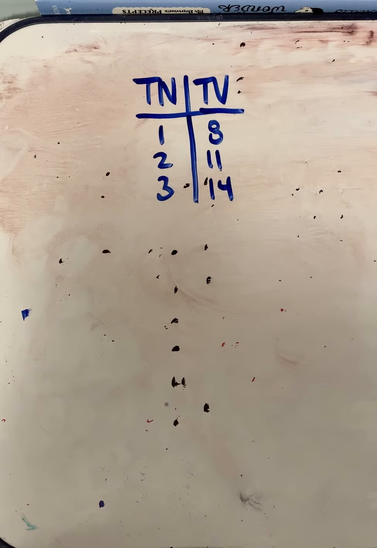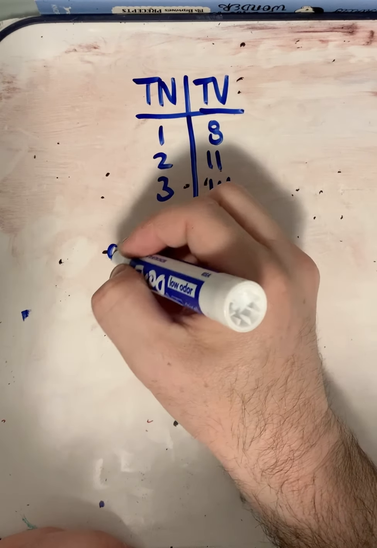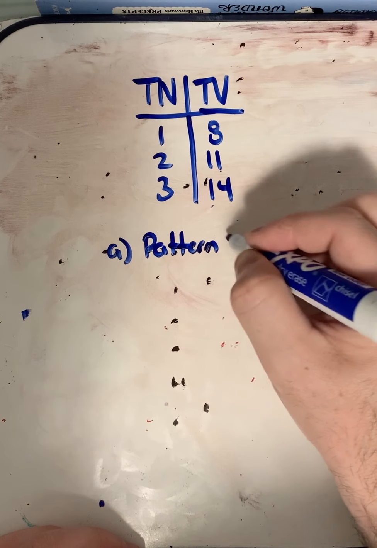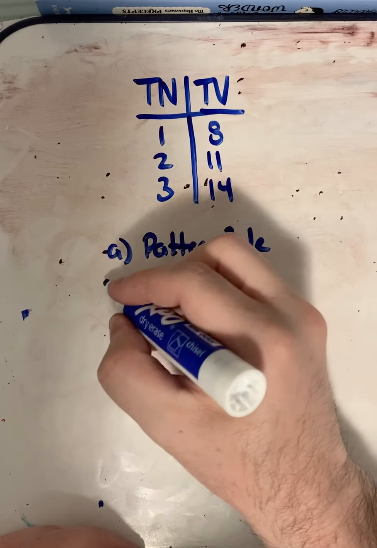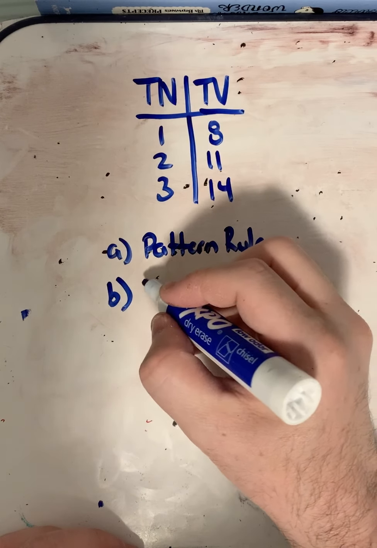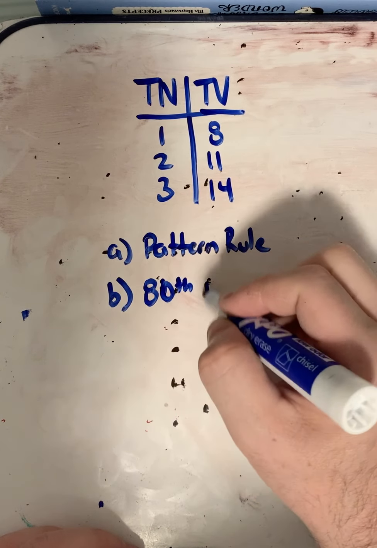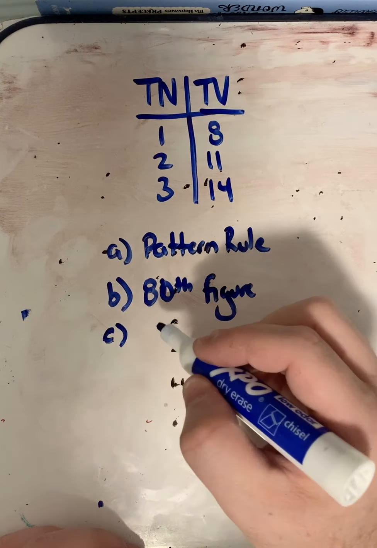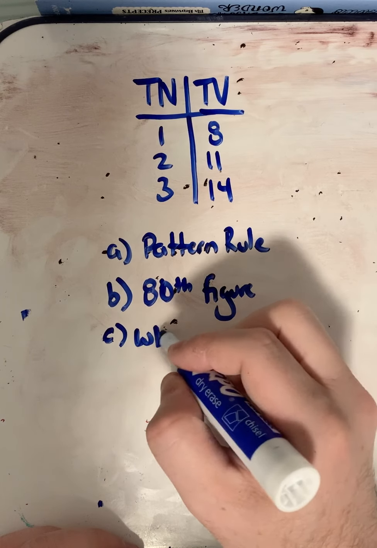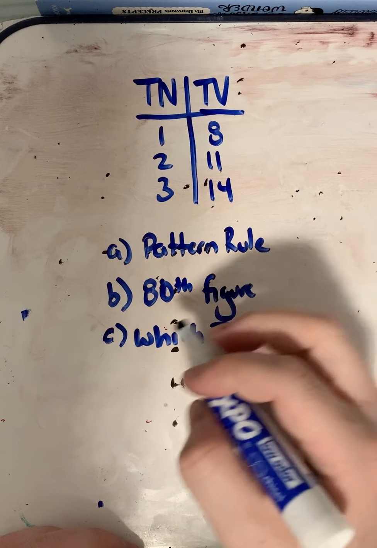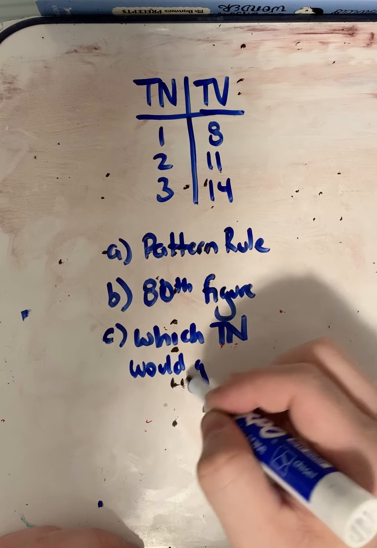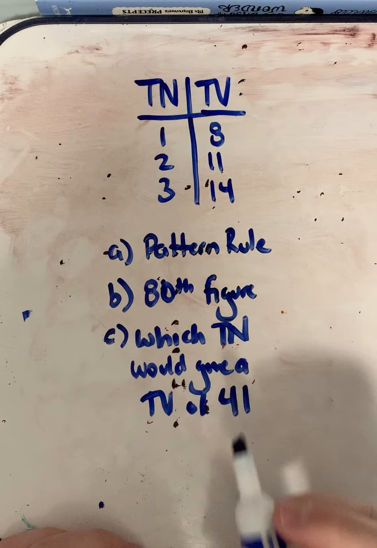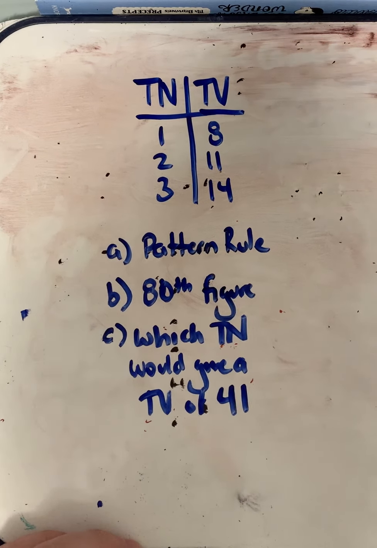So step 1, I wanna find out the following. A, what the pattern rule is, or the nth term. B, I want to find out what the 80th figure number is, so the 80th term number. And C, I want to figure out which term number would give a term value of 41, okay? And this is the last step that we haven't talked about yet, so we're going to do that now.